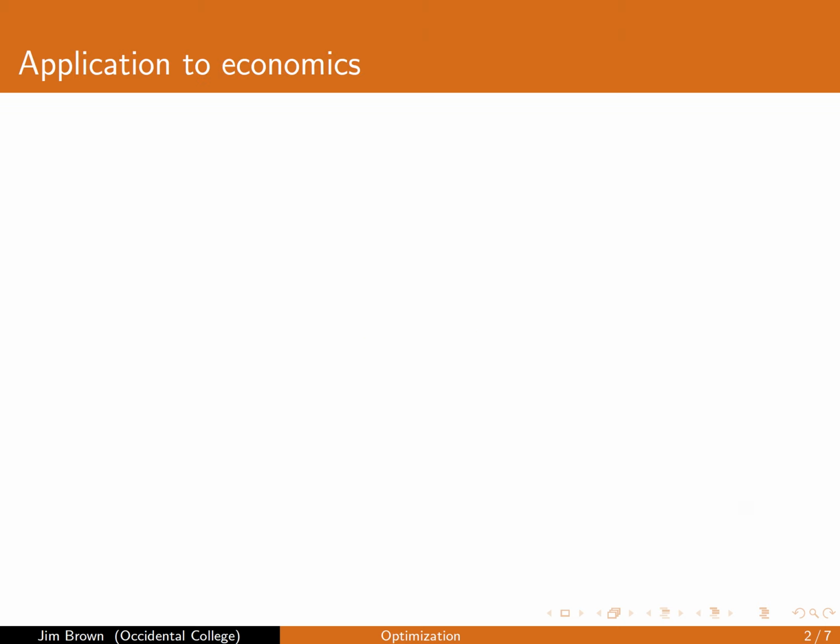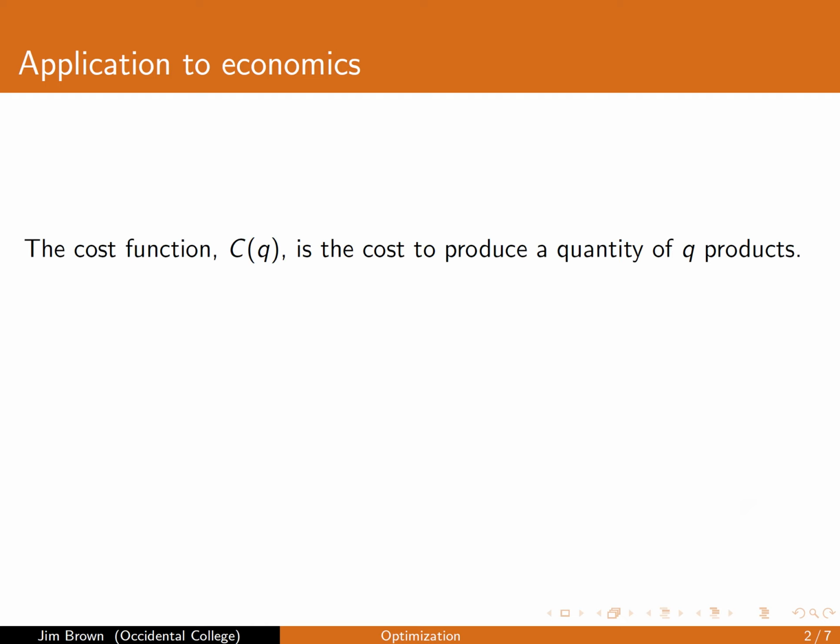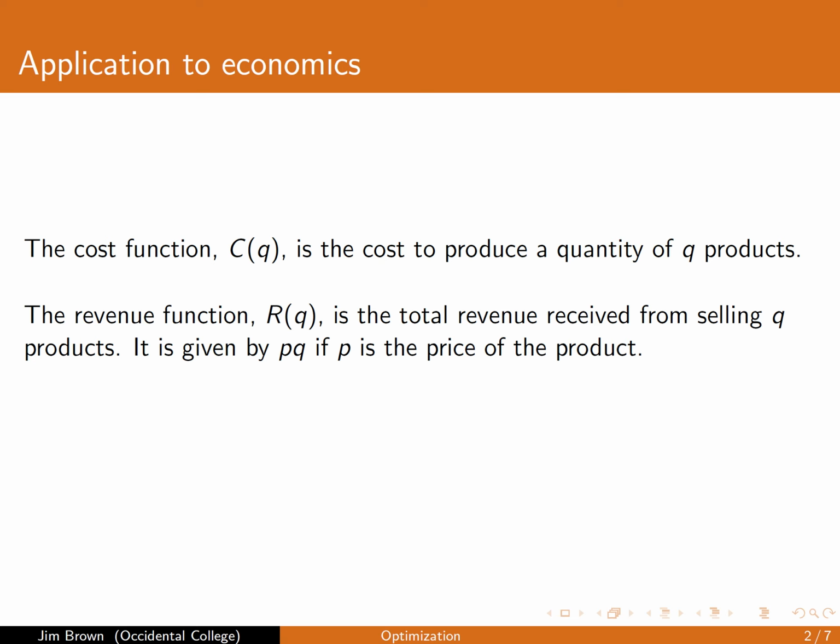So let's go ahead and review some definitions to start with. The cost function, C of Q, is just the cost to produce a quantity of Q products. So if you're going to produce 10 products, C of 10 gives you the cost to produce those 10 products. The revenue function, R of Q, is the total revenue received from selling Q products. Generally the revenue function is defined by P times Q, where P is the price of the product and Q is the number of products sold.